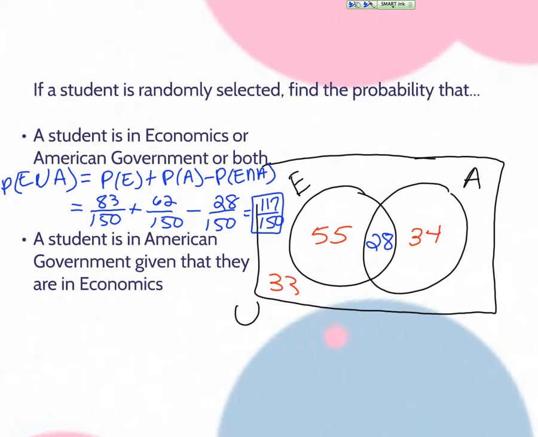Personally, I think the other approach is easier because what I would do is I would be like, oh, well, that's 55 plus 28 plus 34, because that's the econ, the government, over 150. So 55 plus 28 plus 34, sure enough, 117 over 150. So I'm not saying you have to use the formulas. You will have a couple of problems that will make you, but on problems like this, you can go the formula route, or you can just use your Venn diagram to figure that out.